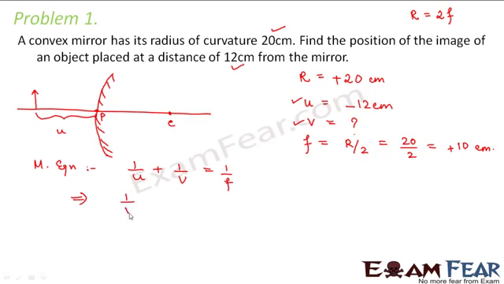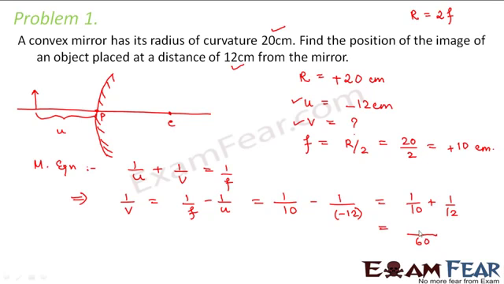So now let us put the values of u and f in this equation so that we can calculate the value of v. So we get 1 by 10 minus 1 by minus 12. So this is equal to 1 by 10 plus 1 by 12. So this comes out to be 11 by 60, or we can say v is equal to 60 by 11 centimeters. So the value of v comes out to be positive. That means the image is formed somewhere here, somewhere on the right hand side of the pole. Okay. So let us look at the next problem.